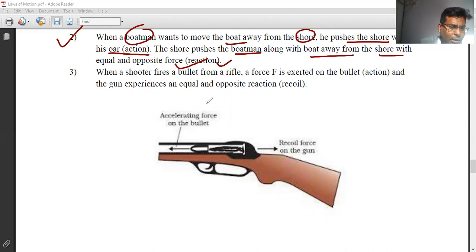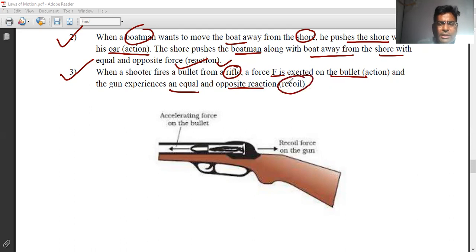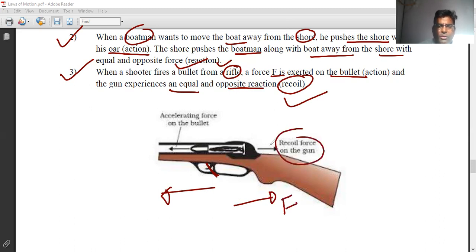Okay. Now next example is when a shooter fires a bullet from a rifle. Force F is exerted on the bullet and the gun experiences an equal and opposite reaction in the opposite direction. That is also called recoil force. So when we are firing the bullet forward, we get the same recoil force in the backward direction. That is called recoil force on the gun. This is the accelerating force on the bullet. So this is an example of Newton's third law.